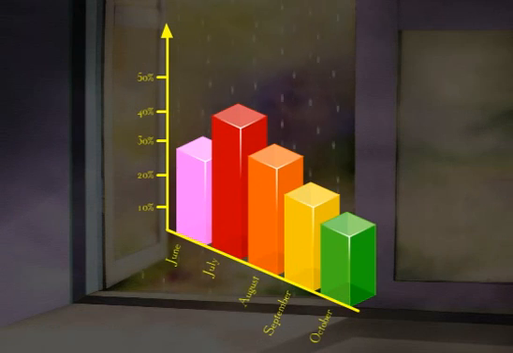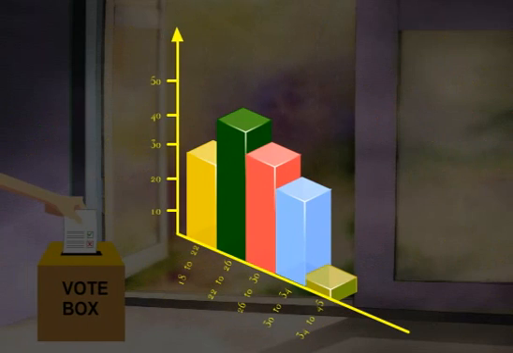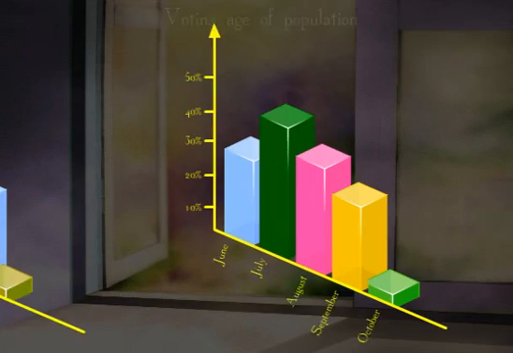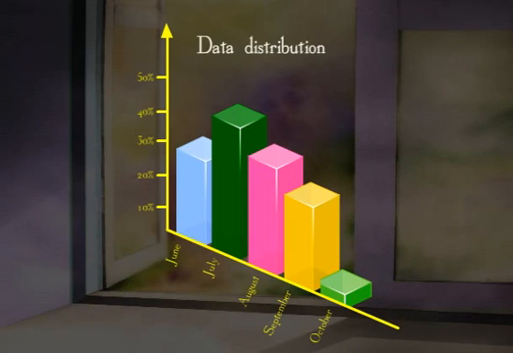A bar graph is used to compare categorical data, like the amount of rainfall on different days in a week. A histogram is like a bar graph, but it is used for continuous class intervals. For example, analysis of the voting age of the population that voted in an election. And to get an idea about the shape of the data distribution, a frequency polygon is drawn.